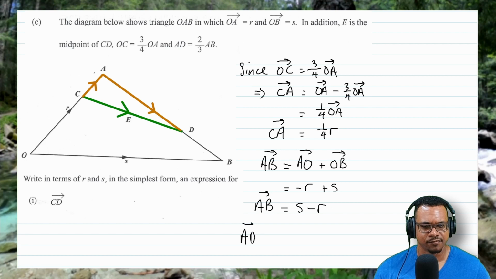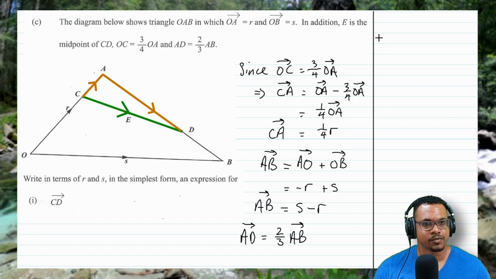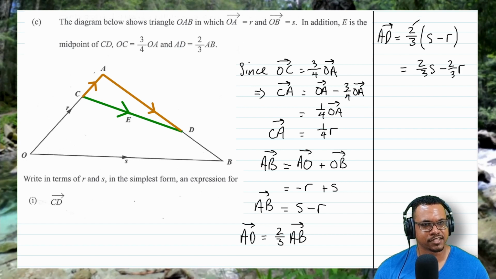And A to D is 2/3 A to B. So AD is equal to 2/3 AB. So A to D is just 2/3 of S take away R. So that's 2/3 S take away 2/3 R. Of course, expand: 2/3 by S and 2/3 by negative R. And that's my vector A to D.